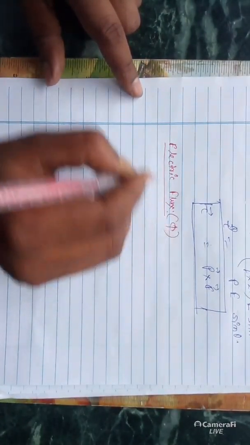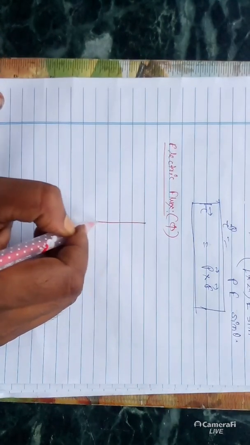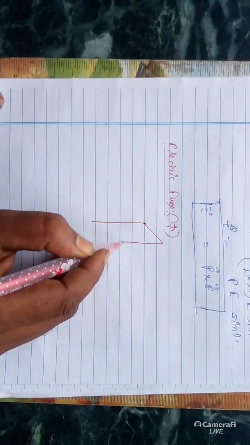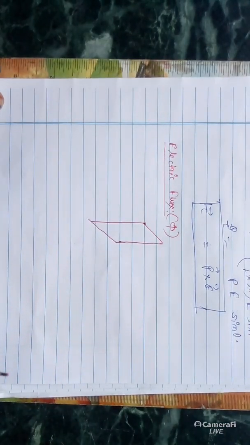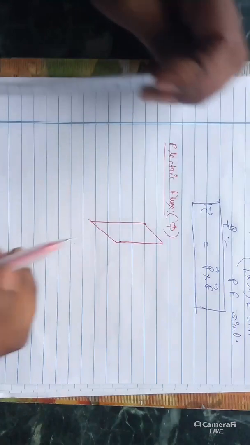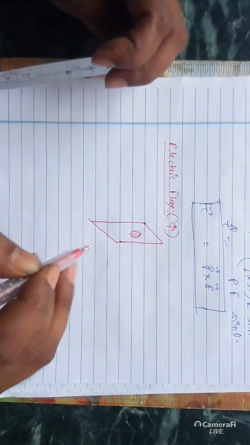Electric flux is denoted by phi. Electric flux is the number of lines of force passing perpendicular to a given surface area. How will you calculate that? Suppose this is a surface, just like a plane. And if we consider a small surface area ds, this is a small surface area ds.